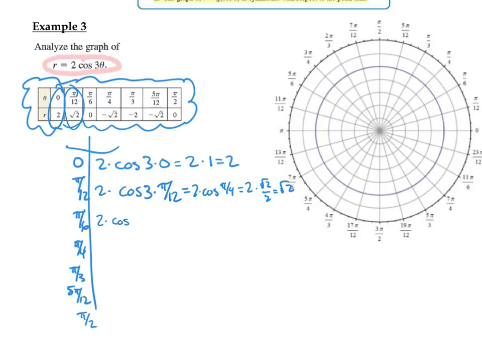2 times cosine of 3 times pi over 6. Should have put these in parentheses while I'm thinking about it. Okay, so 2 times cosine of 3 times pi over 6 is really going to be pi over 2. Cosine of pi over 2 is 0. 2 times 0 is 0. So guys, you can do this.